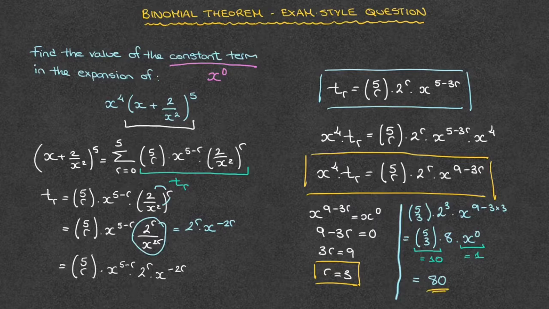And we're done. We've just found the constant term in the expansion of x to the power of 4 times the binomial (x + 2/x²) raised to the power of 5. And there we have it. That's it for this tutorial.